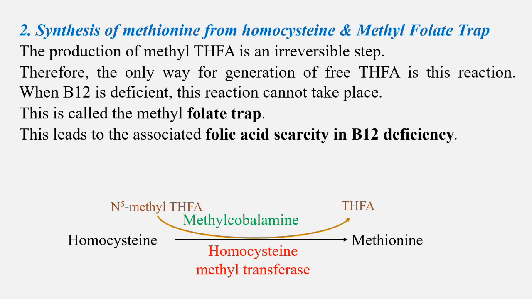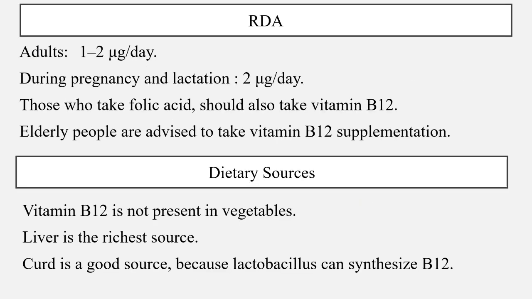That leads to an associated folic acid deficiency along with B12 deficiency. We already discussed this reaction before in B9, in the folate trap. So what is the requirement of B12? For adults it is 1 to 2 micrograms per day, and in pregnancy and lactation it is more than 2 micrograms per day. Along with folic acid we advise B12 also, and along with B12 we advise folic acid. Elderly patients are advised to take B12 supplementation.